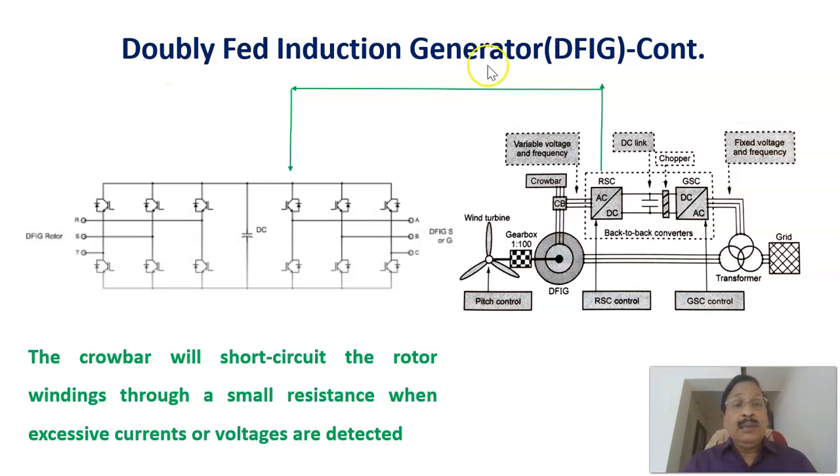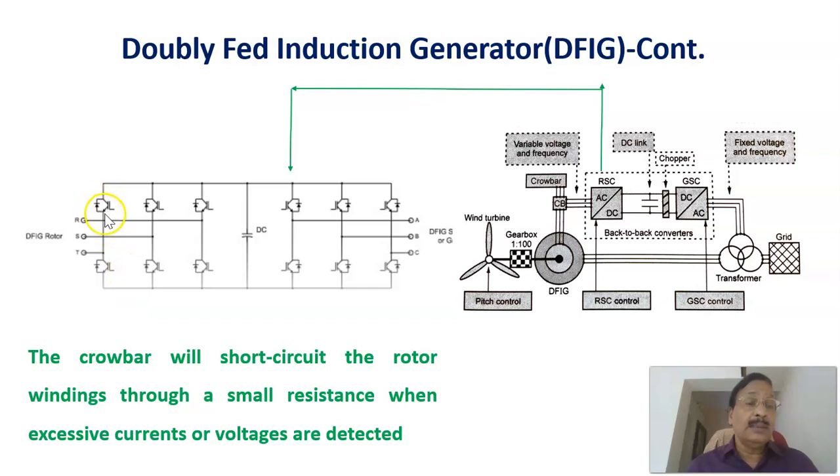Continuing with the same doubly fed induction generator, here is the same diagram, but I already explained it in the previous slide. Here we can see this part, which consists of the RSC and GSC, and of course the DC bus also. This is built with power electronics. Switches are there, the IGBTs. In each leg there are two IGBTs. The voltage is three phase, so there are three legs, and in each leg there are two switches.